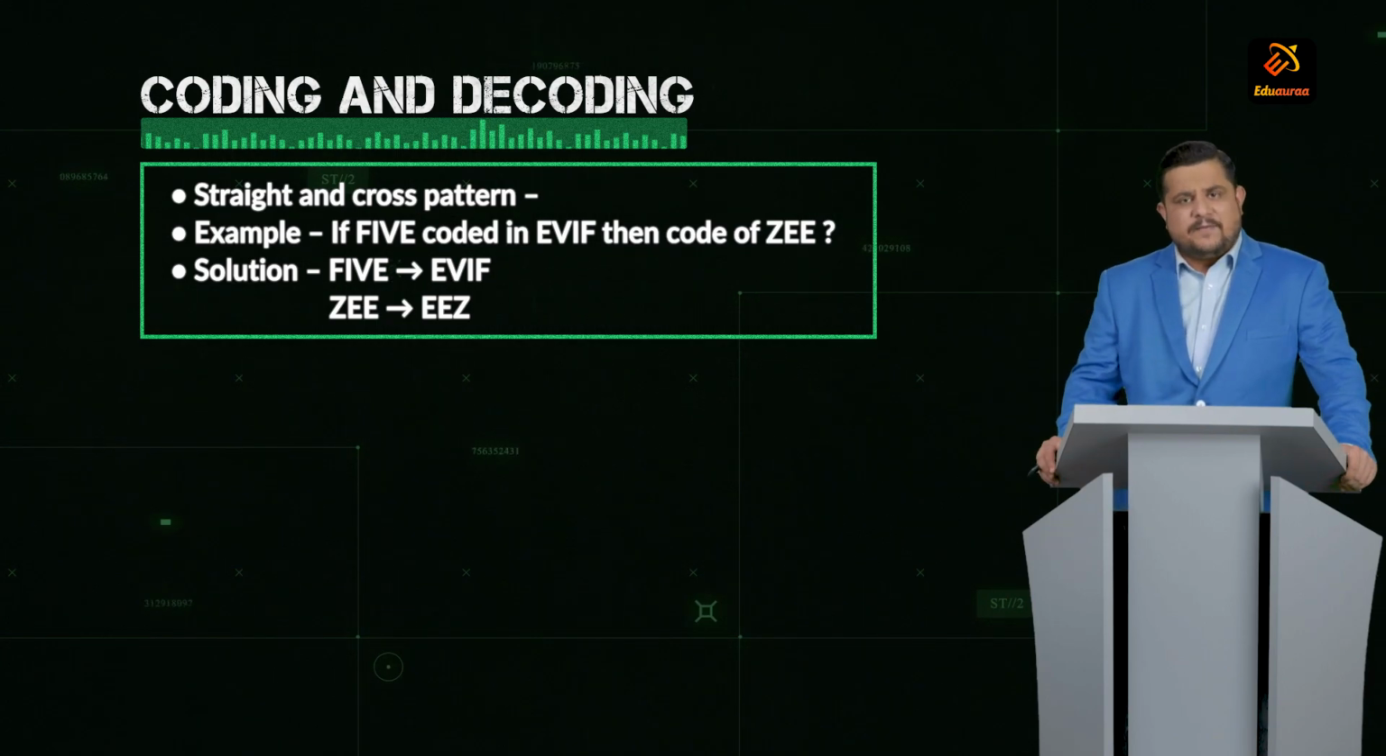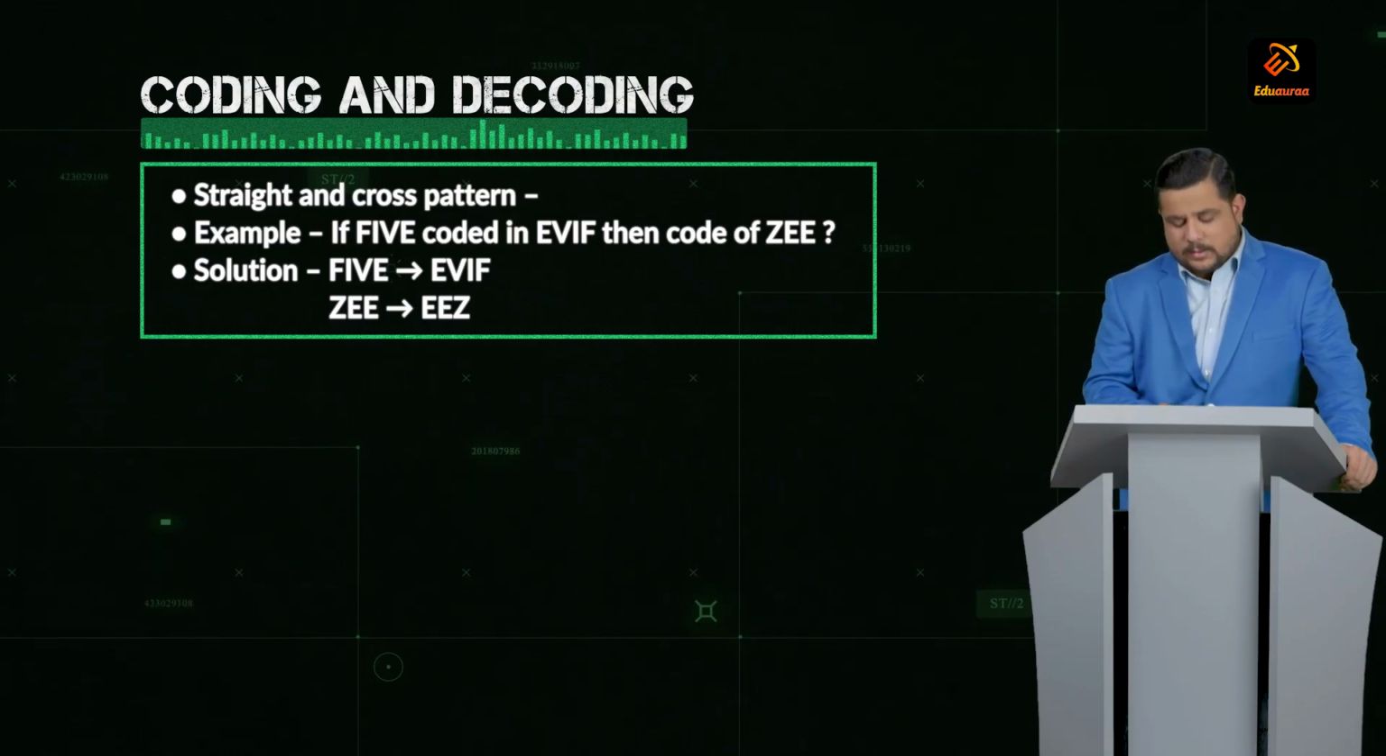F-I-V-E, 5. 5 is given to us. Now we have to find out the code of the word Z-E-E-Z. 5 is given to us with the code, and the code of 5 is EVIF. What is the code? EVIF. So, what will be the code of Z?